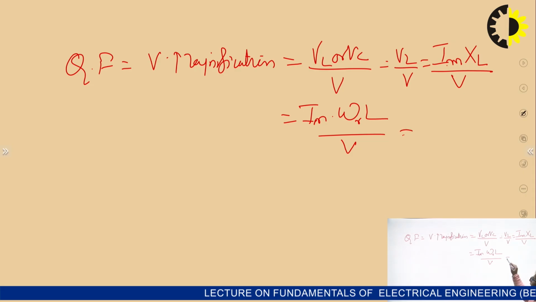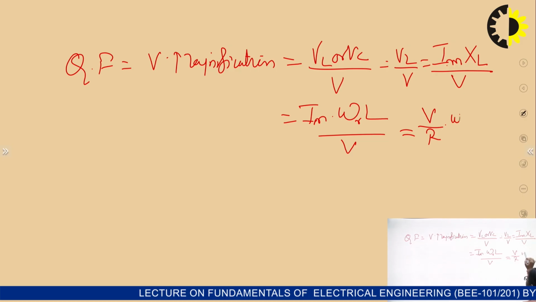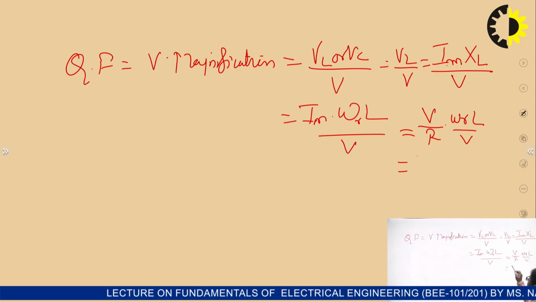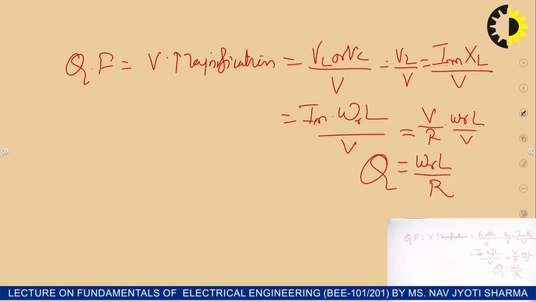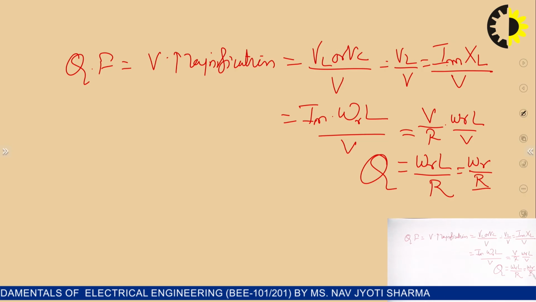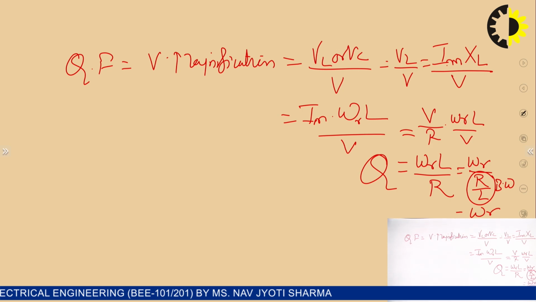Once again, I_M, that is the maximum current, is given by V by R. So this becomes omega_R L by R. So the quality factor is given by omega_R L by R. If we look here, I may write it as omega_R by (R by L), where R by L is the bandwidth. So I may write it as omega_R by bandwidth as well. So that is the relationship between quality factor and bandwidth.